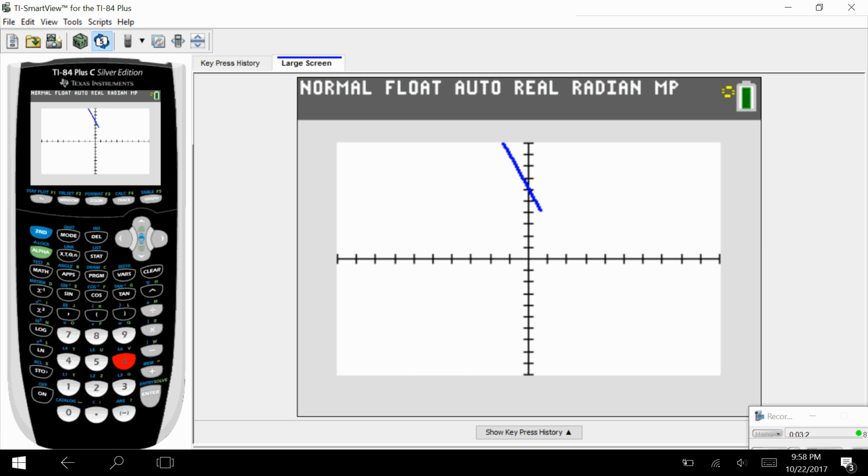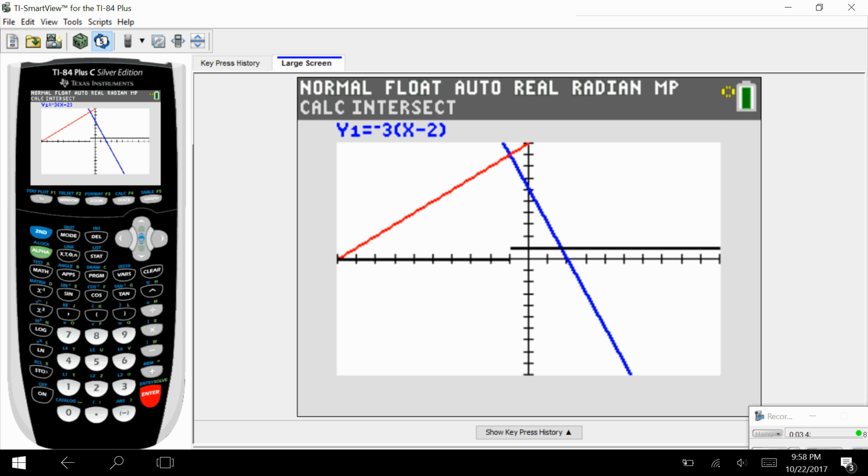Now you're going to notice our first inequality, our left-hand side is going to be in blue. The right-hand side is going to be in red still, but now we've got this black line that we've never dealt with before. The black line tells us the direction our inequality goes. So the first thing we're going to do is we're going to hit second trace 5 and find our intersection. And we see that our intersection is at -1.